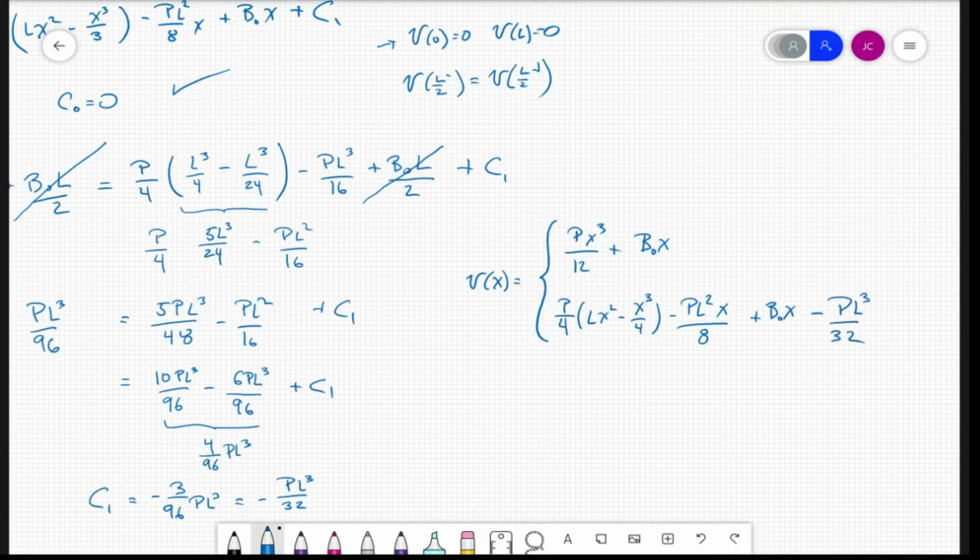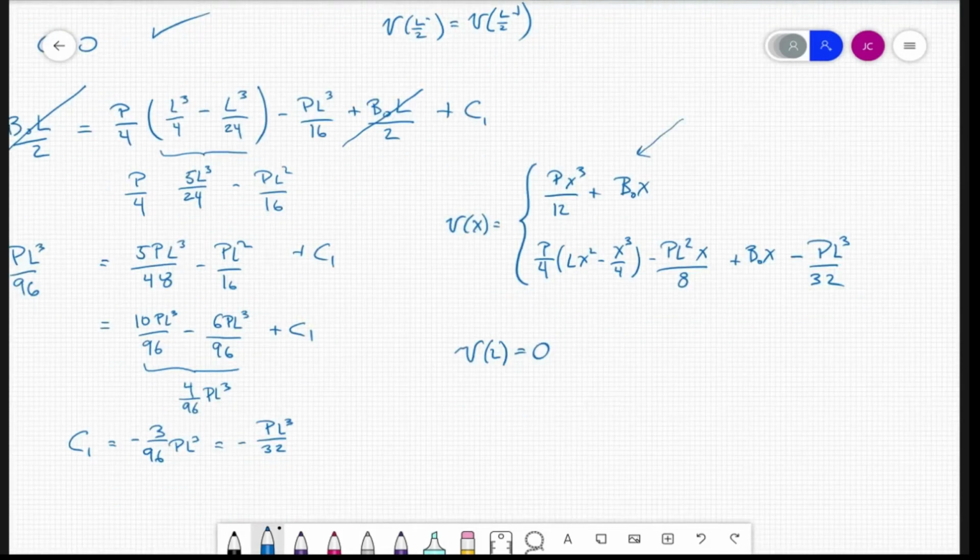All right, so finally, we still need to get B0, and this is finally where we're going to use the fact that at X equal to L, it's pinned, so the displacement goes to 0. And so obviously that has nothing to do with this first equation because that's not valid at X equal to L. It's only at this second equation. So if we put in X equal to L here, what do I get? I get P on 4.